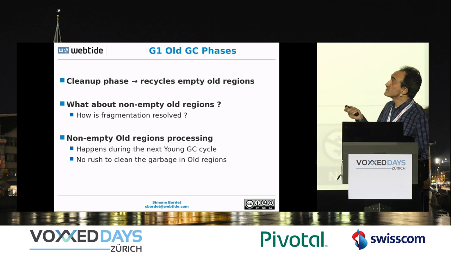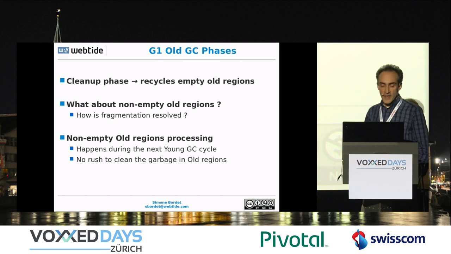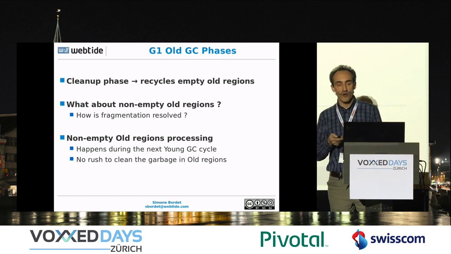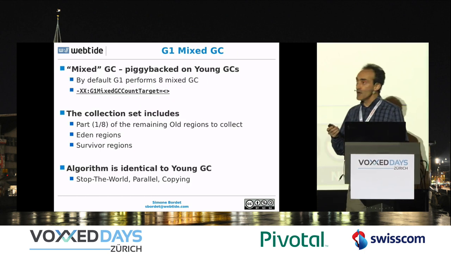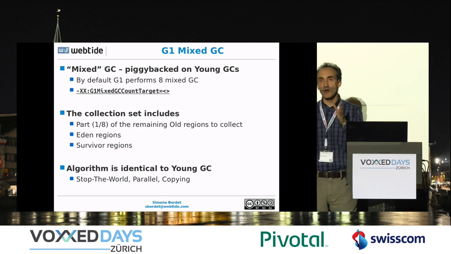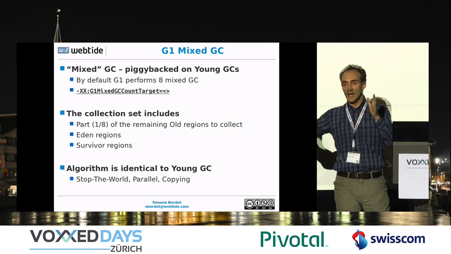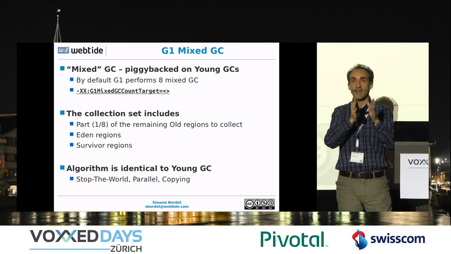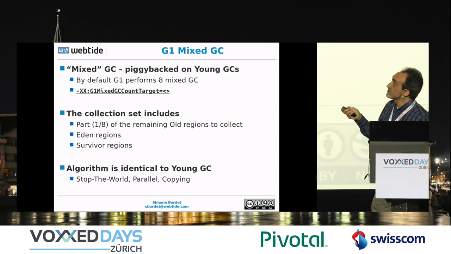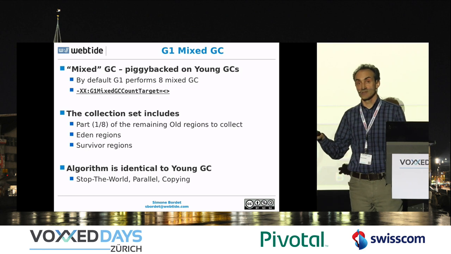So I was saying, what about the non-empty regions that are not completely full of garbage, okay? And how is fragmentation resolved, all right? Well, this is how it works in G1. G1 performs what is called a mixed GC. What is a mixed GC? Well, a mixed GC is basically this. G1 says, okay, I know that all these old regions contain some live objects, but also some garbage. Let me divide the number of regions by 8. Let's take 1/8 of those regions and put them into the collection set while I'm doing a young generation collection, all right?